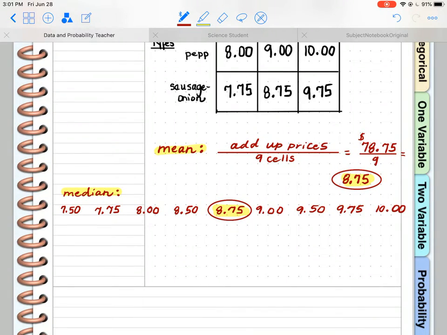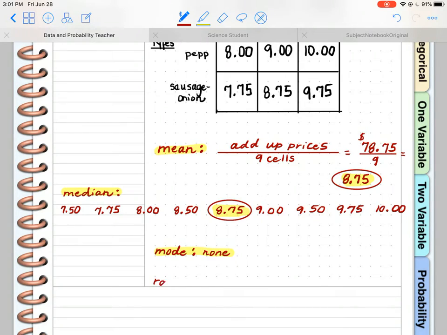Okay, the mode, we've already talked about this one. Are there any prices that were repeated? Do any two pizzas cost the same? And in this case, no. The prices are all different depending on the option you choose. So there is no mode.